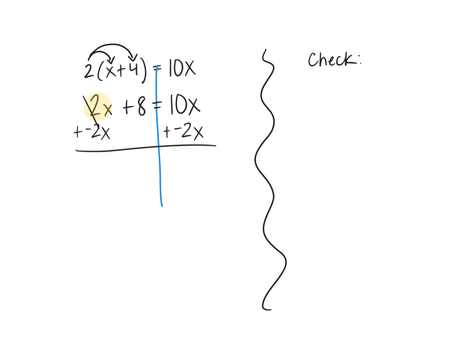All right, and when I do that, that's going to cancel. I'm left with 8 equals 8x. And then last step, opposite of multiplying by 8, divide by 8. I end up with x equals 1.